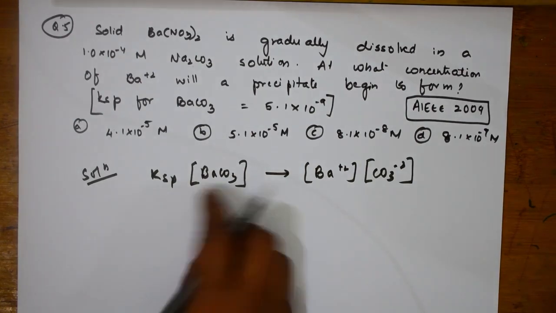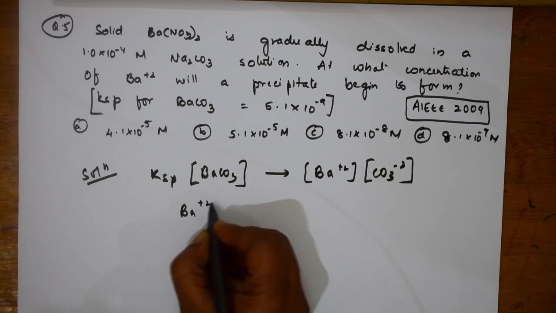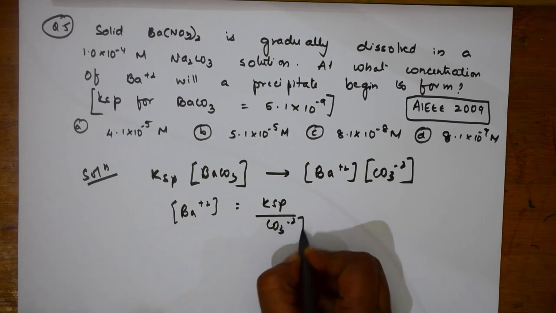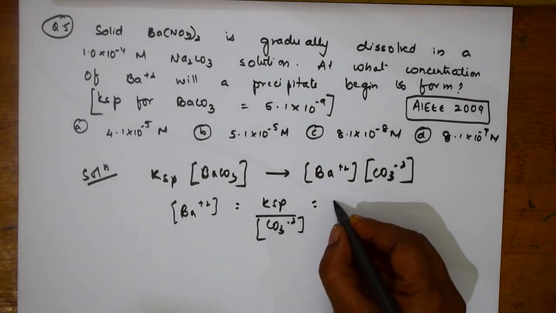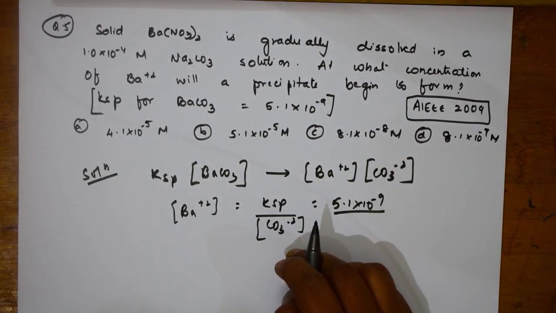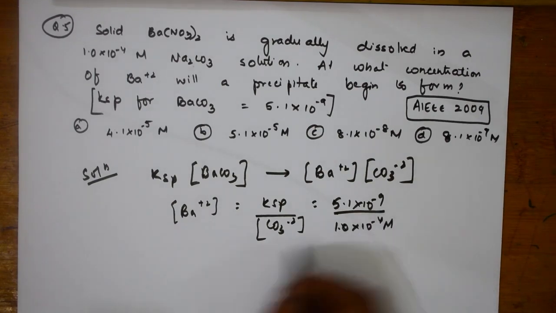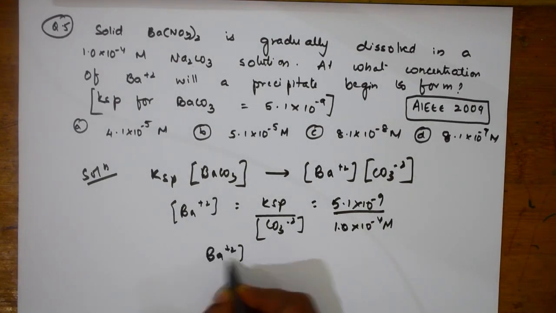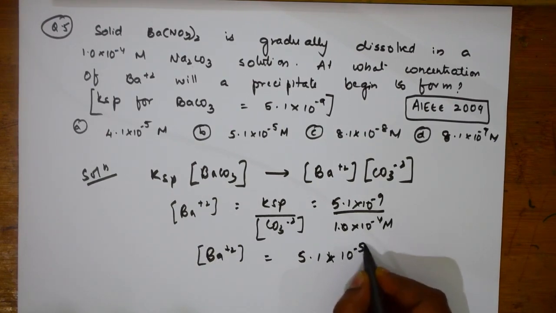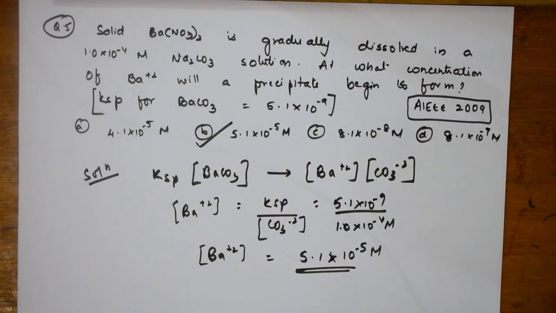Normally we have the Ksp formula for the cation and anion, but I need to find Ba2+ now. So Ba2+ is equal to Ksp divided by CO3 2-. How much is Ksp given to me? 5.1 into 10 raised to the power minus 9. How much is carbonate given to me? 1.0 into 10 raised to the power minus 4 molar. So when I divide, I get an answer of 5.1 into 10 raised to the power minus 5 molar. That's it. So this is the way. The correct option is this.